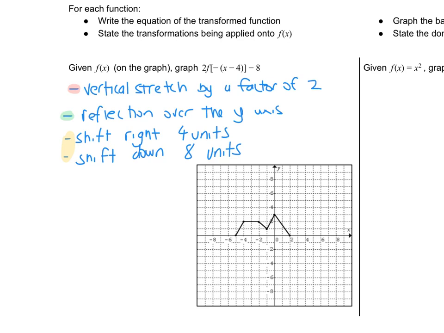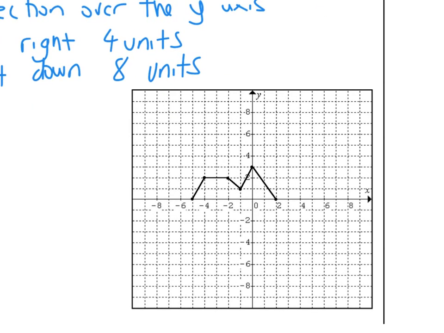So I'm going to zoom in here, and now the vertical stretch affects your y coordinates. So these points here that are away from the x-axis, they will get further and further away from the x-axis. So we're going to double the distance. But the points that are already on the x-axis, they can't be stretched further away. So let's start with the point at 0, 3. When I double 3, I get 6. So now I'm at 0, 6.